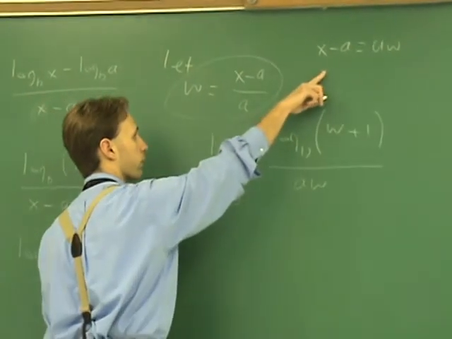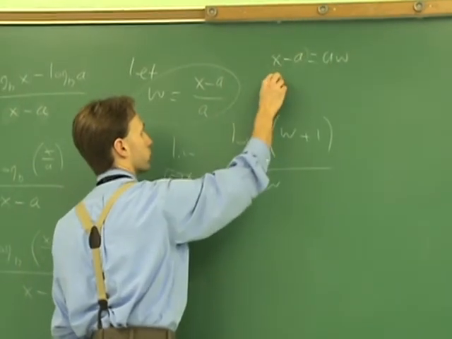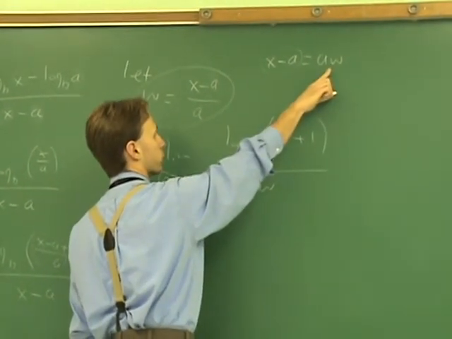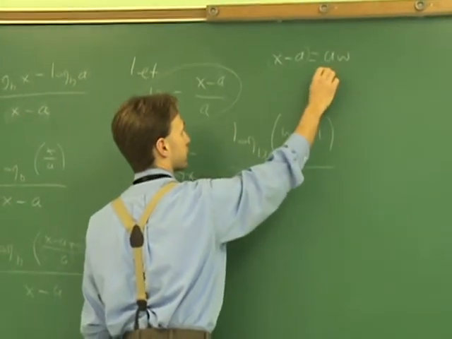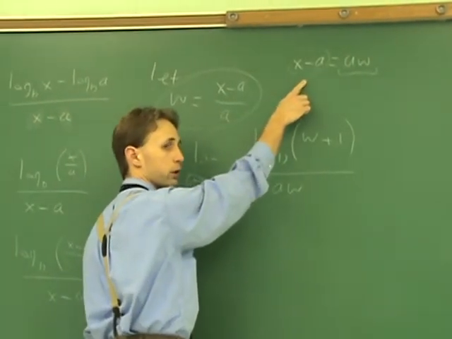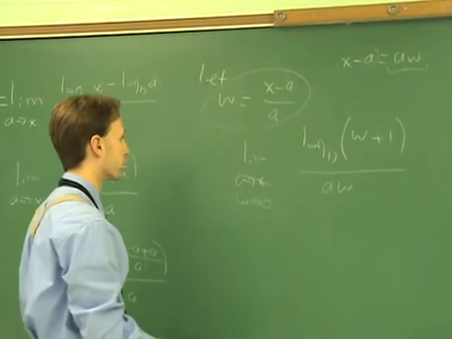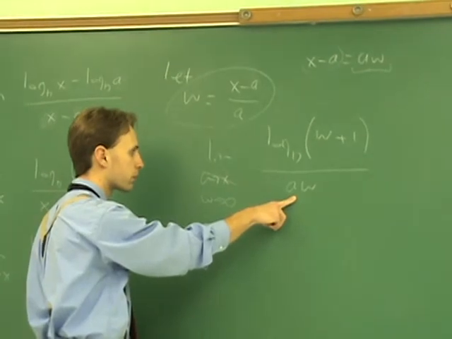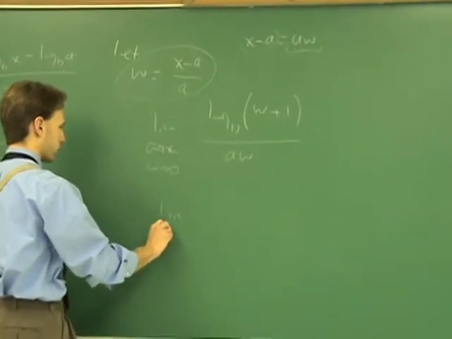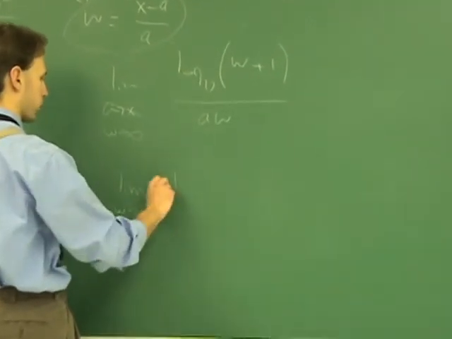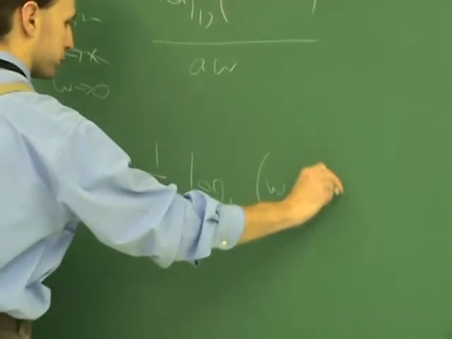Because if you look out here at the relationship, as a approaches x, this side goes to 0, and so w must go to 0. Same thing the other way around. As w approaches 0, that means that this side is 0, and then a must necessarily be approaching x. We're going to need that in a couple of seconds too. But once I have this down, I'm going to rewrite this division as multiplication by the reciprocal. And I'll get the limit as w goes to 0, or a goes to x, of 1 over a times 1 over w times log base b of w plus 1.